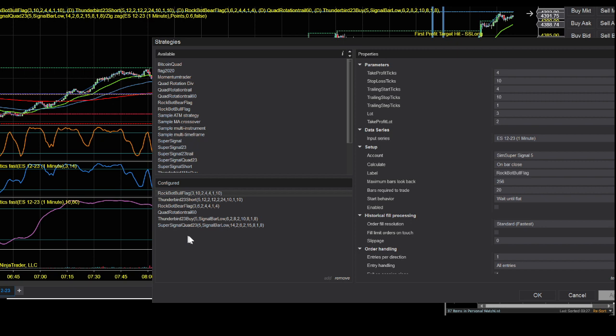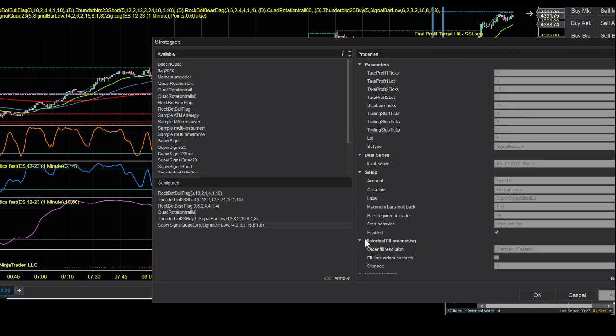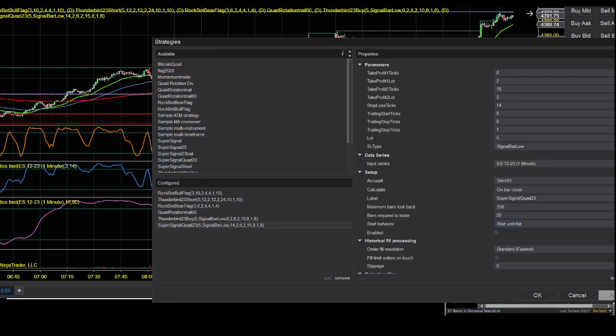Let's go to our super signal here. I normally have it set because the divergence indicator works on 2 stages. A first stage, which is our first low, and our second stage is our second low.